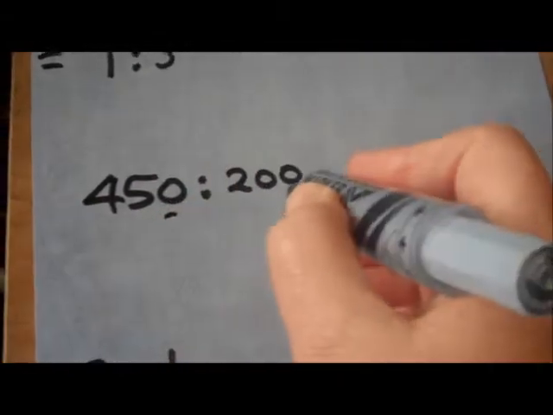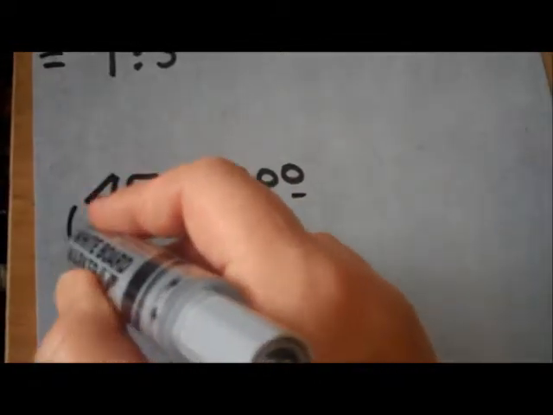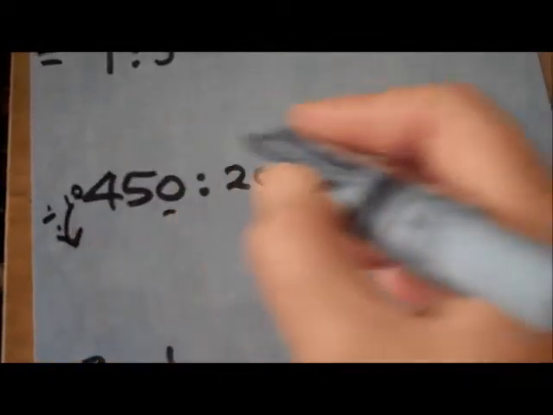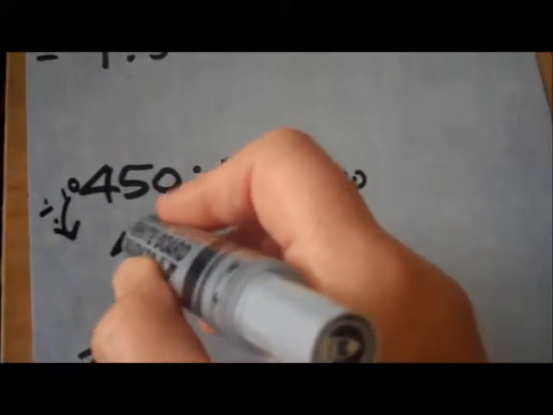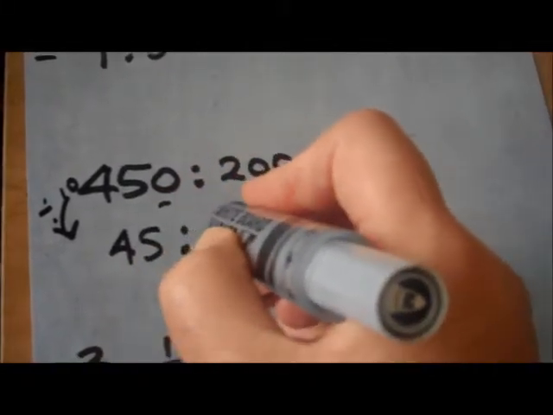Here's another example, 450 to 200. Now, there's a big number in there that goes into both of those, but if you can't see that, you can see straight away that it ends in 0, so therefore 10 must go into both of them. So if I divided both sides by 10, I would have 45 to 20.